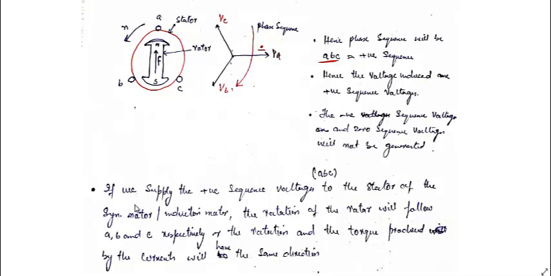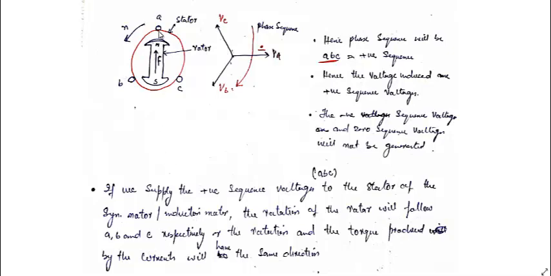In the other way around, we can say that if we have the same machine but operating as a motor, and we supply a positive sequence voltage to the stator of the synchronous motor or induction motor, and the windings are displaced by 120 degree in space, that we have shown over here. So now if we supply the three-phase positive sequence voltages, which are displaced from each other by 120 degree in time, to the stator with a voltage sequence A, B, C, the rotation of the rotor will follow A, B, and C. That means the rotation of the rotor will be in this direction.